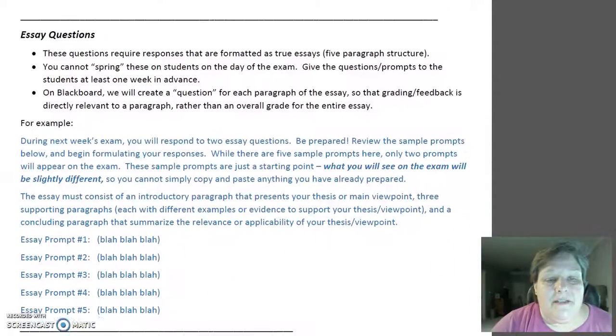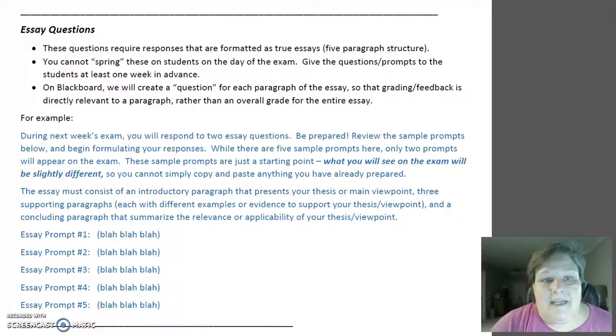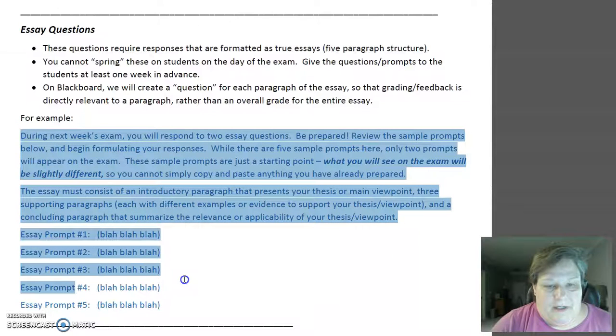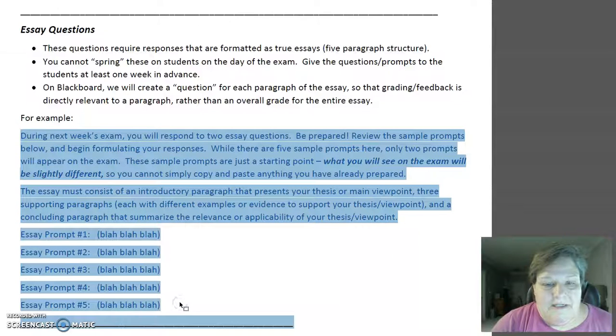Finally, the essay questions. These are true essays, 5 paragraphs: the introduction, 3 supporting evidence paragraphs, and the conclusion. The thing is, you can't spring this on the students the day of the exam. You need to give them at least a week to prepare. And what I would suggest is, a week before the exam, tell them you're going to respond to 2 essay questions, so be prepared.